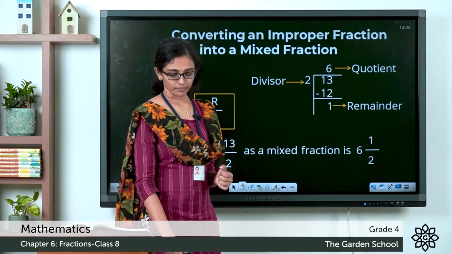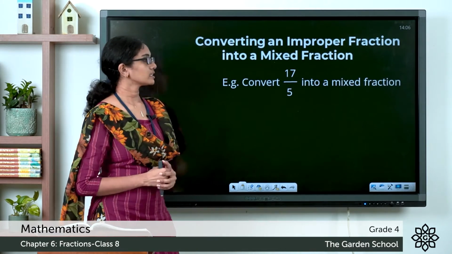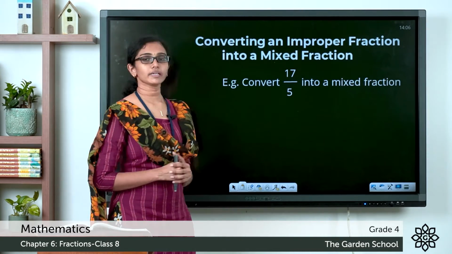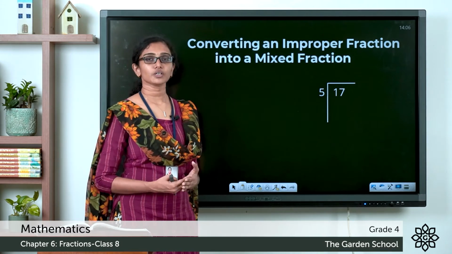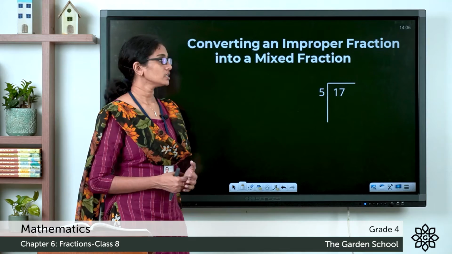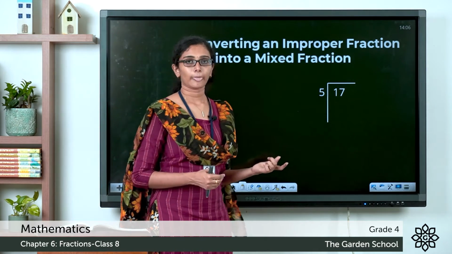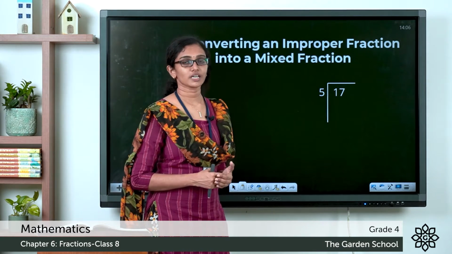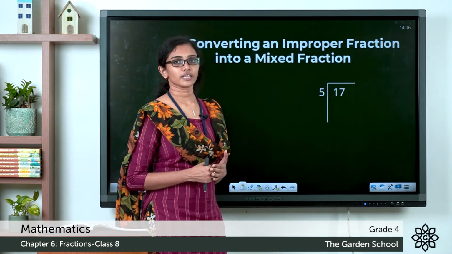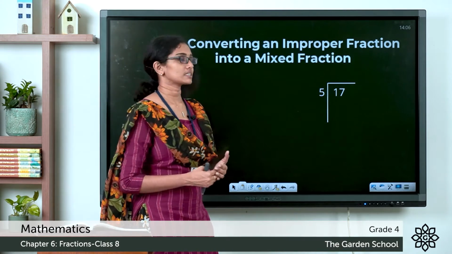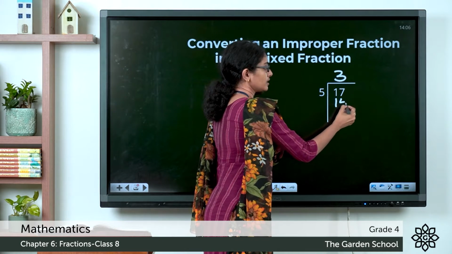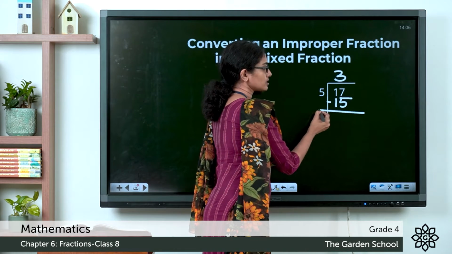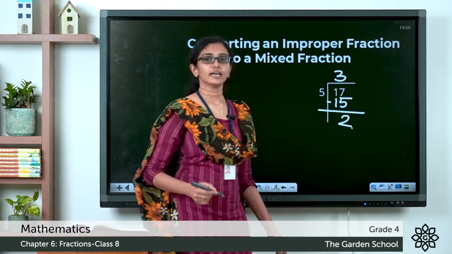Let's see one more example. Convert 17 by 5 into a mixed fraction. So the first step is to do the division of the numerator by the denominator. So it's 17 divided by 5. 5 1's are 5, 5 2's are 10, 5 3's are 15. So let's take 5 3's. So it is 5 3's here, 5 3's are 15. Subtracting the numbers, we get 2 as the remainder.